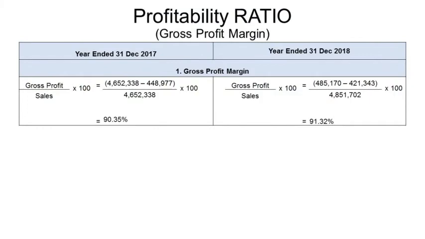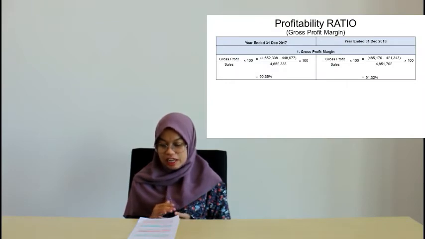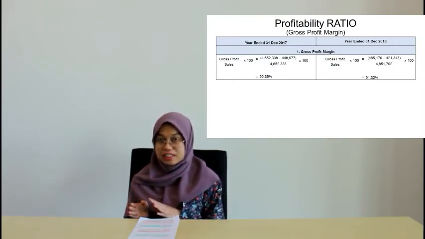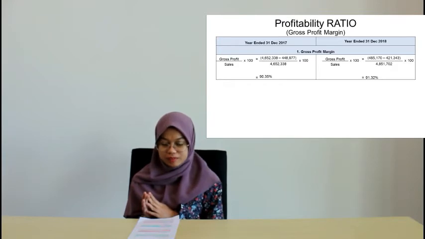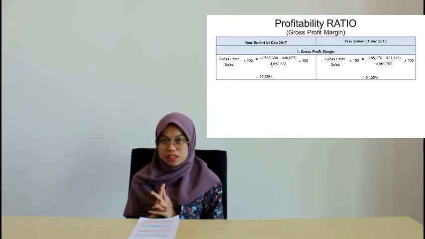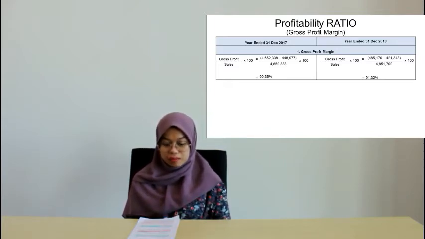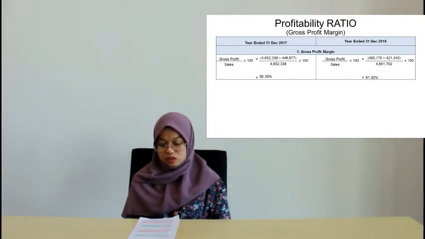From year end 2018, MAHB shows the profit margin is 91.32%, slightly higher than the previous year, 2017, at 90.35%. Thus, during the year 2018, MAHB was able to use its raw material and labor efficiently compared to the year 2017. From the comparison, we can see MAHB is doing well in controlling its ability to pass on the cost to its customer.